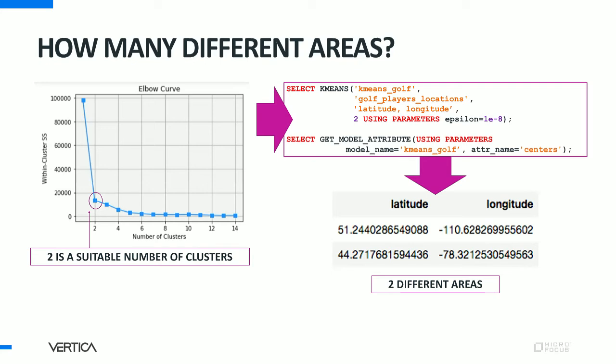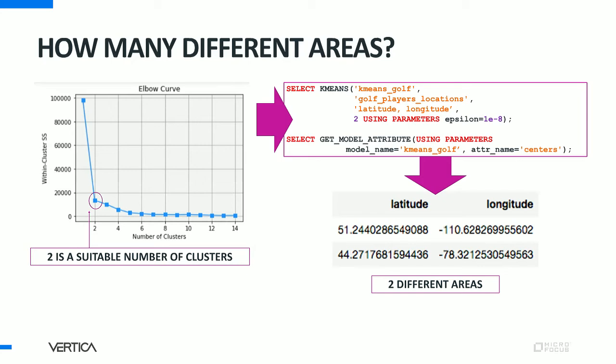And this elbow curve is just a method of visualization to get a suitable number of means, since it is unsupervised and we don't know this number in advance. So we can then easily run a k-means model with 2 clusters. You also have the get model attribute function, which I used right after to know the exact position of the 2 clusters. Quite easy, and you can do everything using just a few lines of SQL.